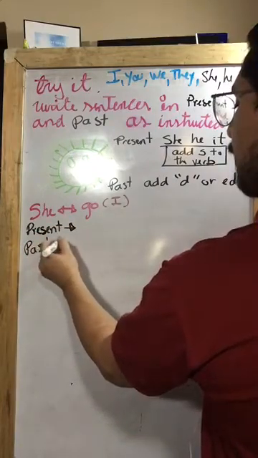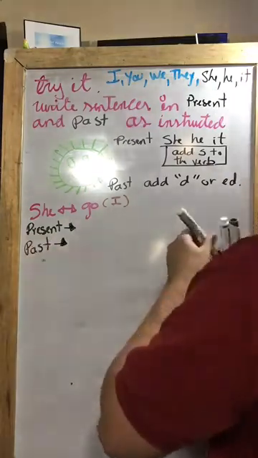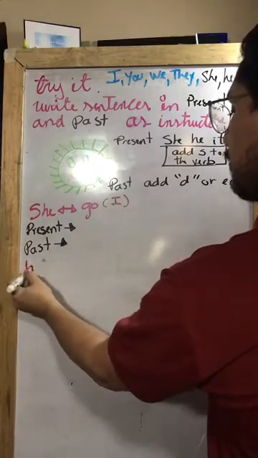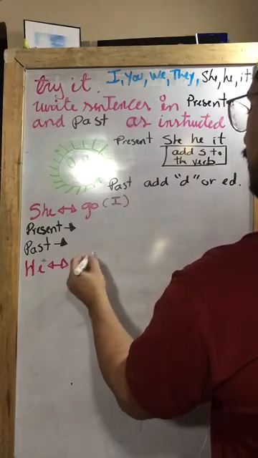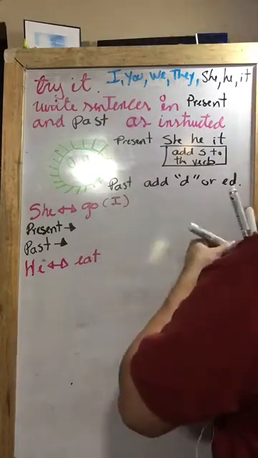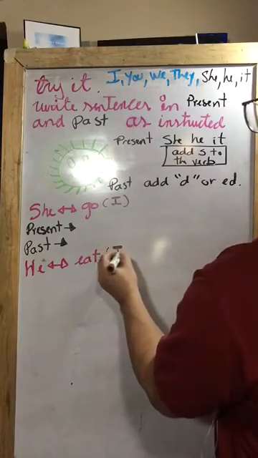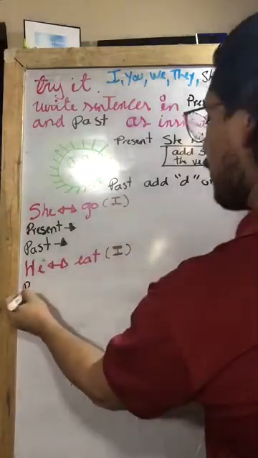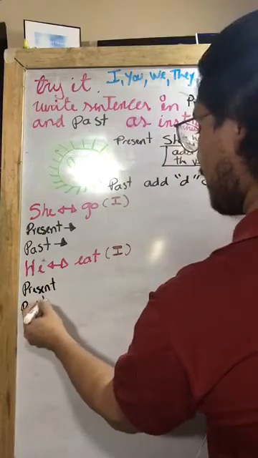Okay, then we have he and it, and then again the it is irregular, so you know that in the past is not gonna look the same. Okay, and then again present, past.